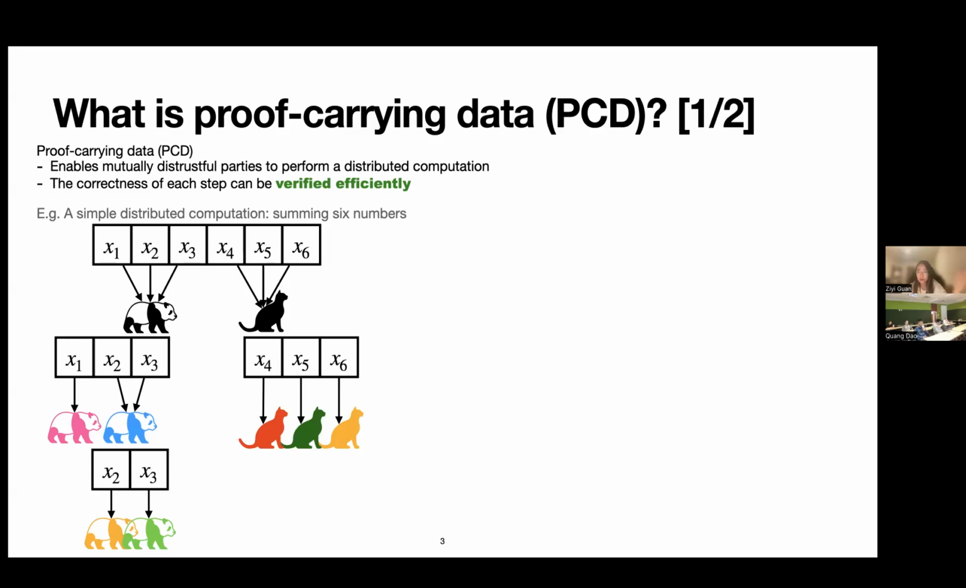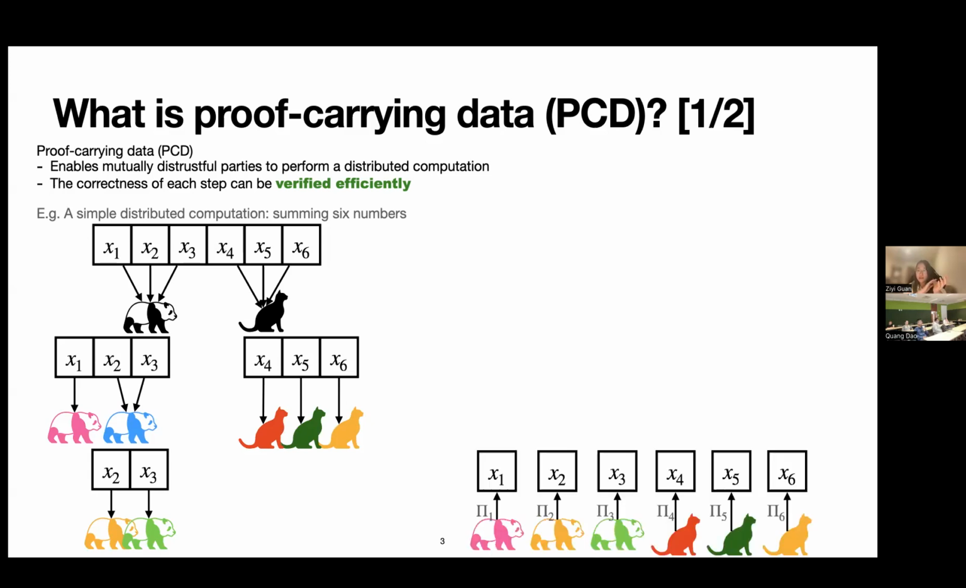And let's see what would happen if we put this distributed computation into the PCD context. So we have these 3 colorful pandas and 3 colorful cats that are responsible for summing one number that they're given. So it's easy for them. They just output the number itself with the corresponding proof. And in this context, because the task we're given is trivial, the proof can be empty. But in the more general case that we will see in a minute, this summing operation can be replaced by any other operation you want. And in those contexts, the proofs might not be that trivial.